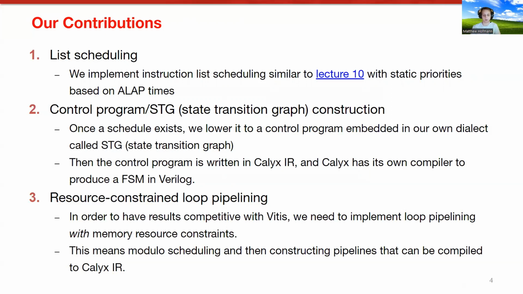And then finally, very important for performance is resource-constrained loop pipelining. So in order to have results that are competitive with Vitis, we need to have loop pipelining with memory resource constraints. This means implementing modular scheduling and then having something to construct pipelines that can be compiled.